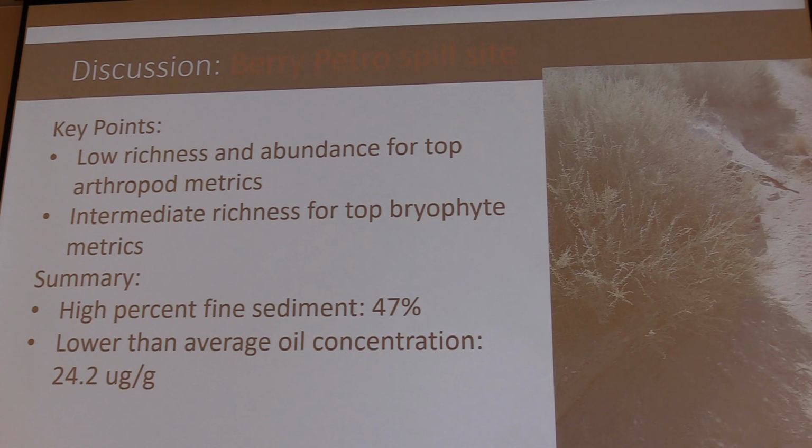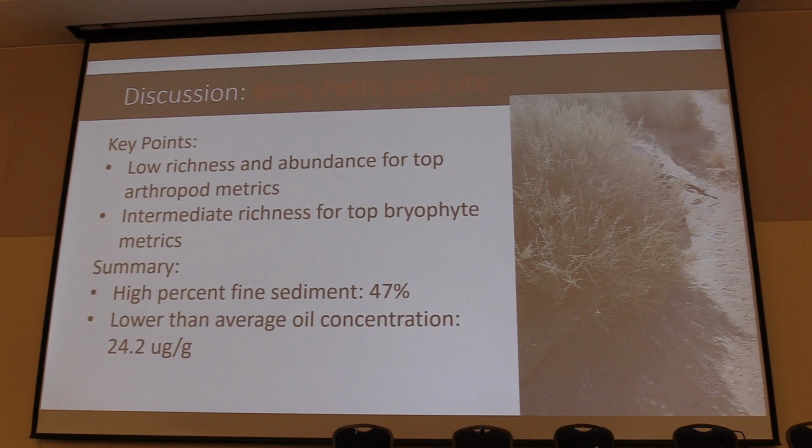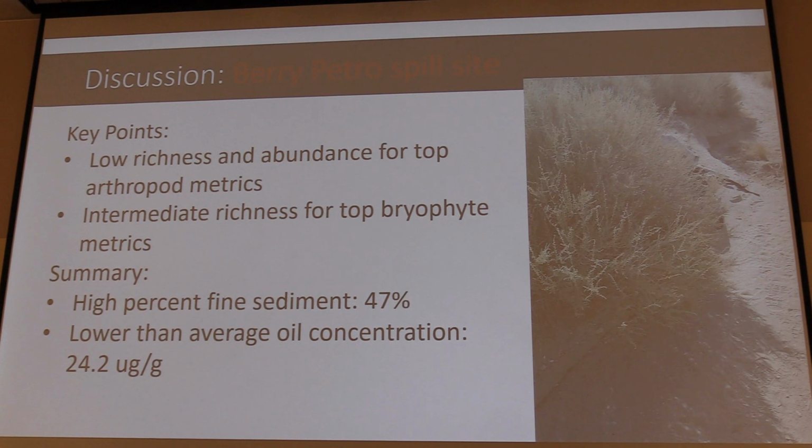This is the buried petrospill site. It had low richness and abundance for the top arthropod metrics, and somewhere in the middle for richness for top bryophyte metrics. But we noticed it had really high fine sediment and pretty low oil concentration. We think this might be due to some of the oil removal processes that they have to do if there is an oil spill. It also tends to kick up that fine sediment, which is why we think we might have seen low richness for the beetles and maybe a low concentration for the oil.